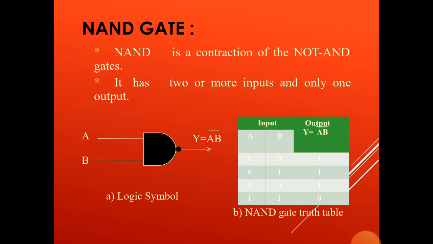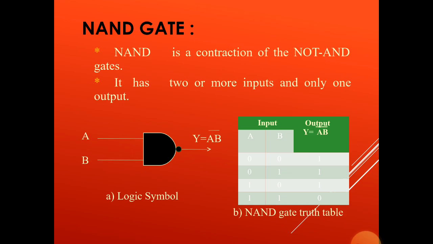Next is the NAND gate. The NAND gate is the combination of the NOT and AND gates. This bubble indicates that the gate is the NAND gate. This is the gate performing the operation called the NAND operation.